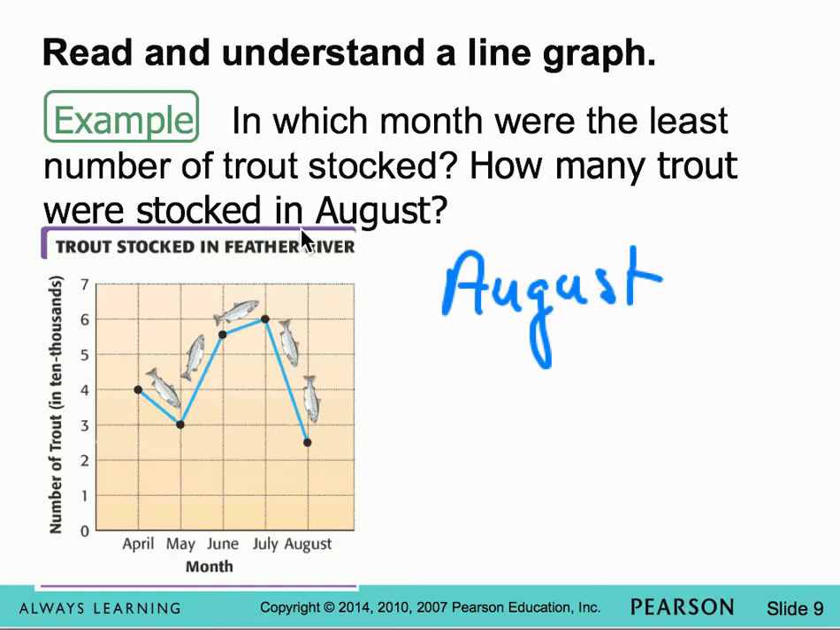And then it says how many trout were stocked in August. Oh, August is the least one. So look, that's one, and it's in 10,000s. That's about 2.5. So this is 10,000, 20,000, 25,000, right? Because each one of those tick marks is 10,000. 10,000, 20,000, that's 30, so that's like 25,000.